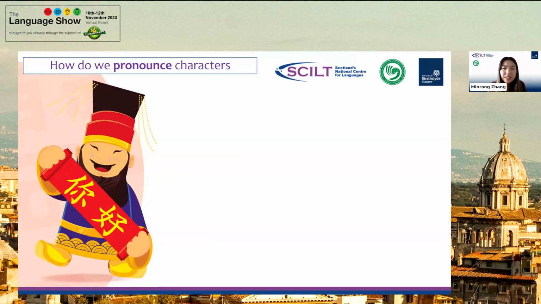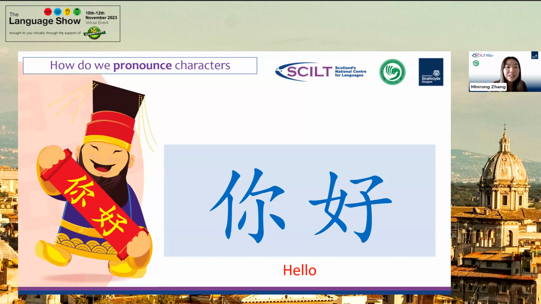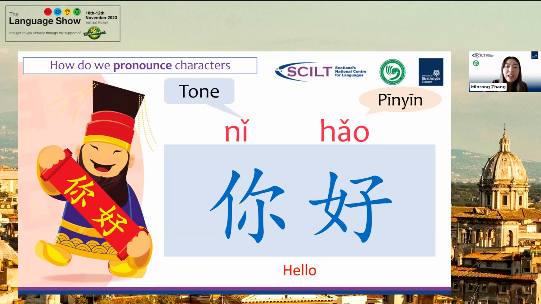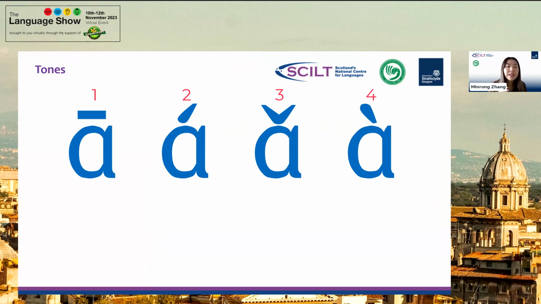Now let's have a look at how we pronounce Chinese characters. I'm sure many of you already know how we say hello in Mandarin. It is 你好, 你好. In China, we use the pinyin system to support the pronunciation of characters. The accents on top of the pinyin are called tones. In the pinyin system, there are in total 4 basic tones. I'm going to show you how to remember the 4 tones, because many people struggle with the tones and the pronunciation.